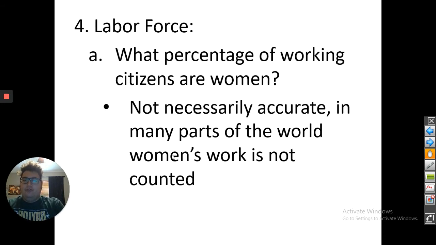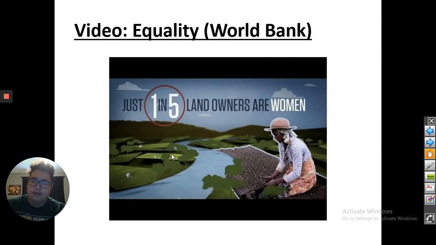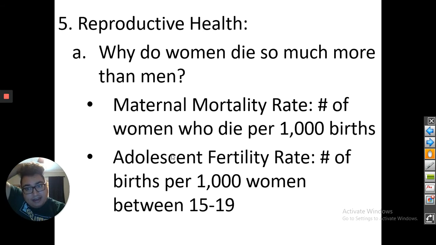Then the labor force. What percentage of the working citizens are women? This is not always accurate because in the world, some countries don't think that women's work actually counts, which is like a double negative. And so there's equity in the World Bank. The video is in the notes, so you can watch that.